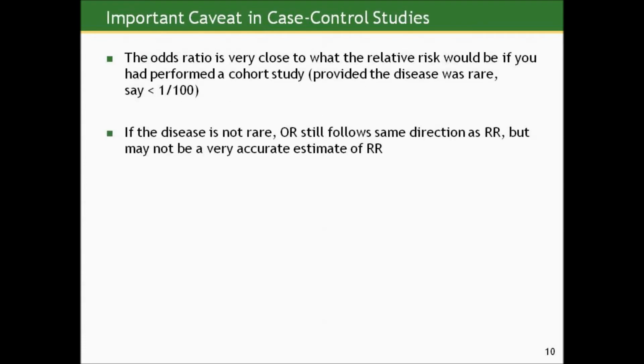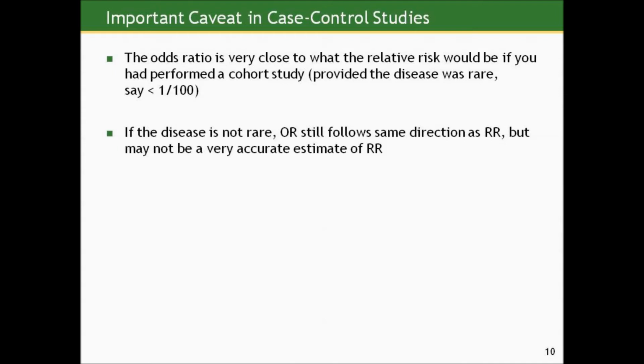The nice thing is, even though we can't directly estimate the relative risk in a case control study by design, the odds ratio is very close to what the relative risk would be had you performed a cohort study, if your disease of interest, the one you're studying, is rare in the population at large, say less than 1 in 100 persons have it. And think about it. Why would we do a case control study? Well, in many cases, because the outcome is so rare that it would require a large number of people to do a prospective cohort. So we're usually doing case control studies when the outcome is rare, and hence our odds ratio should be comparable to the relative risk, even if we can't estimate the relative risk directly.